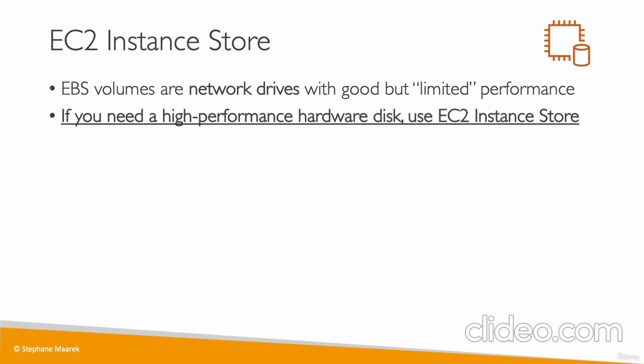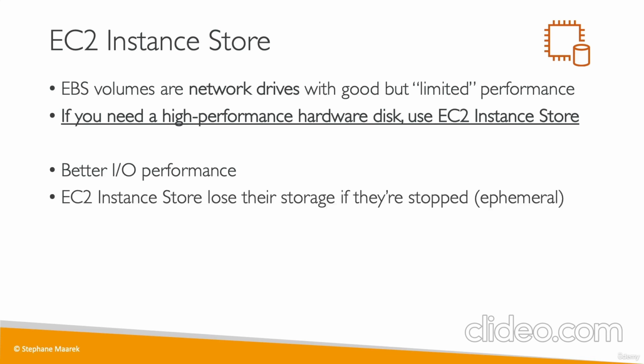So we will use EC2 instance store for better IO performance. We will also make sure that they have good throughput and so on. So they're a great choice when you want to have extremely high disk performance. But the caveat is that if you stop or terminate your EC2 instance that has an instance store, then the storage will be lost. And therefore, it's called an ephemeral storage. That means that the EC2 instance store cannot be used as a durable, long-term place to store your data.